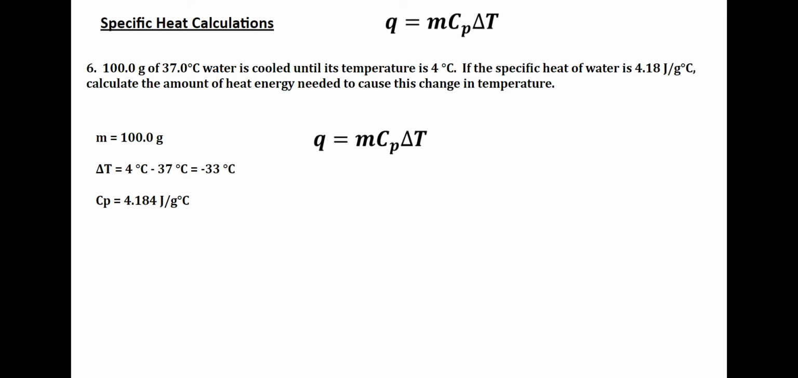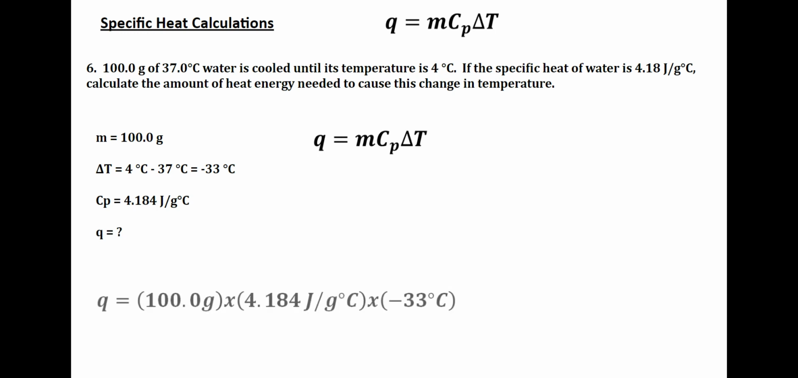Sometimes you'll see the heat capacity given as 4.184, sometimes as 4.18. Either way, it will be fine in our calculations. So we want to know, well, what is Q? Q is equal to 100 times 4.184 times negative 33, or, keeping track of our units, of course, a negative 13,807 joules. In other words, that amount of energy was lost by the water.